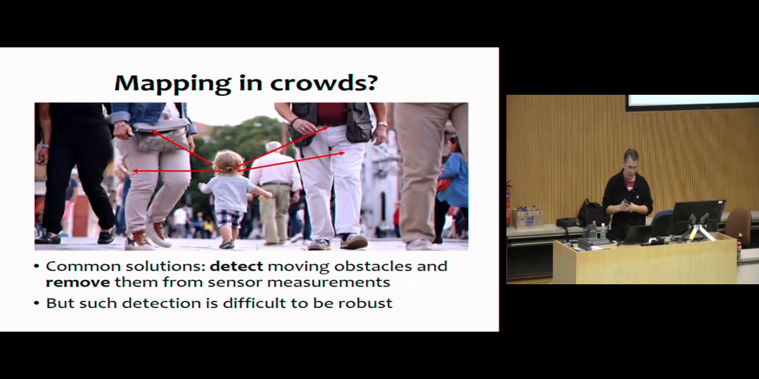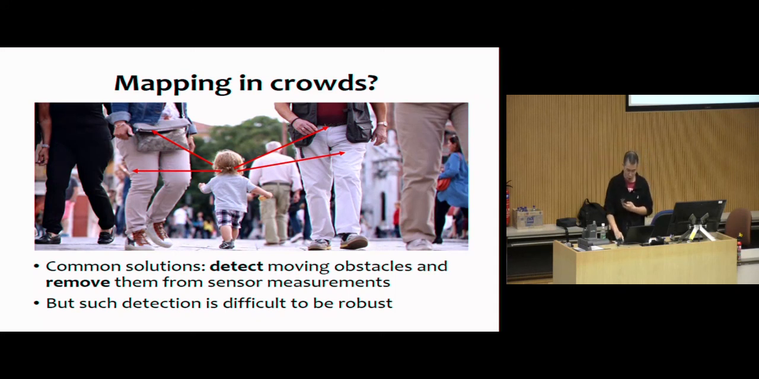So what are the common solutions to this difficulty? The common solution is to treat the moving obstacles as bad. We can detect the moving obstacles, for example using vision or some other learning algorithms, and then remove these moving obstacles from the environment, only leaving the static obstacle features, and then we can do the correct SLAM. However, such detection is very difficult to make robust.